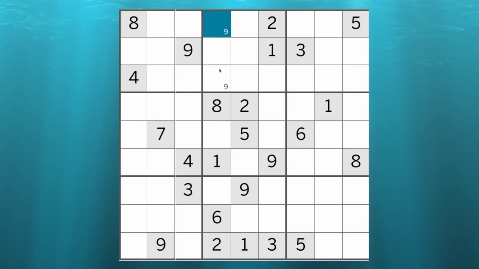We got two options for 9 because of these. We have 5, 5, 5. Makes that a 5, and puts 5 on the top here.